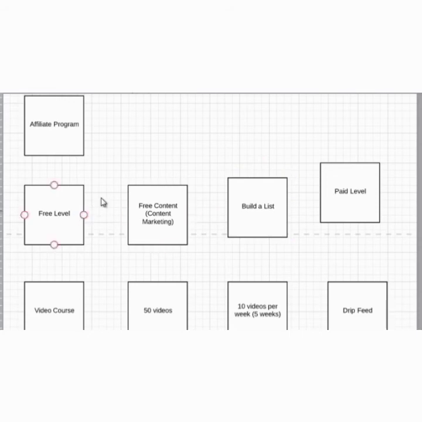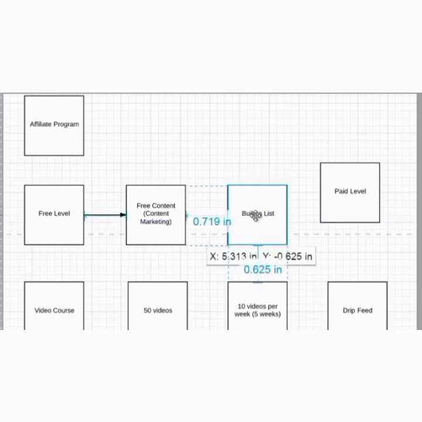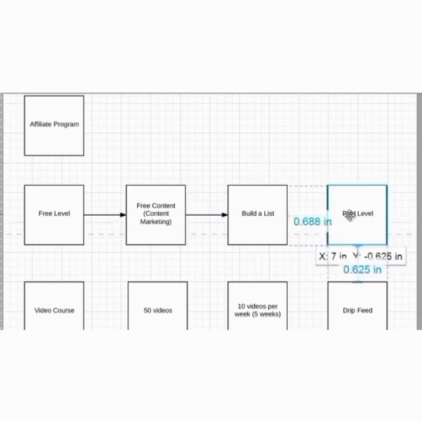Let's put this in order. So obviously we got the free level, and then we're going to make an arrow to go from here to here. And from the free content, we are going to build a list like that. And then we're obviously going to want to sell people into the paid level.